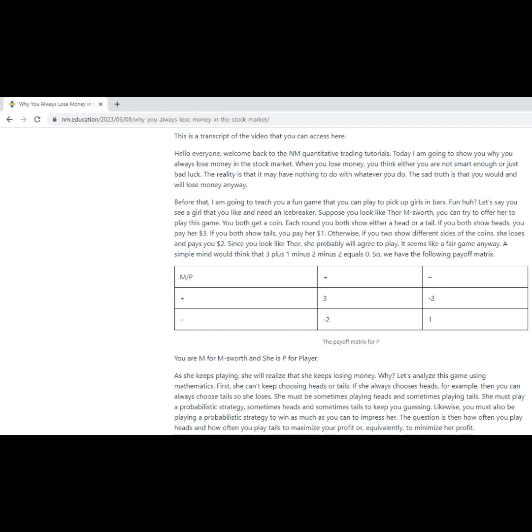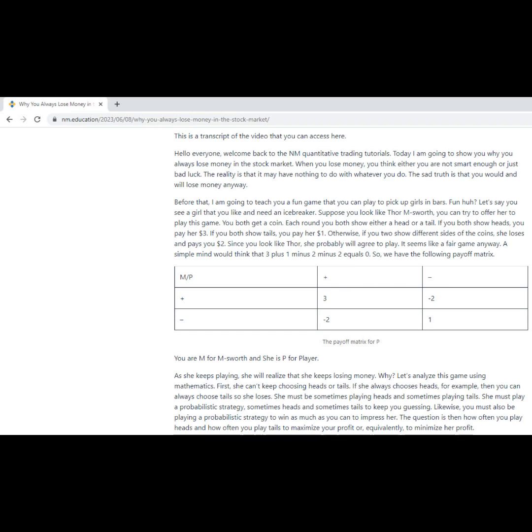First, she can't keep choosing heads or tails. If she always chooses heads, for example, then you can always choose tails so she loses. She must be sometimes playing heads and sometimes playing tails. She must play a probabilistic strategy, sometimes heads and sometimes tails to keep you guessing. Likewise, you must also be playing a probabilistic strategy to win as much as you can to impress her.